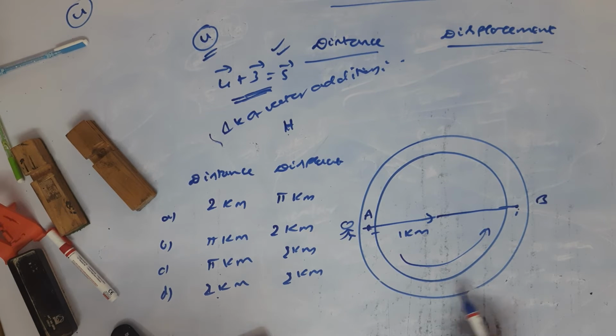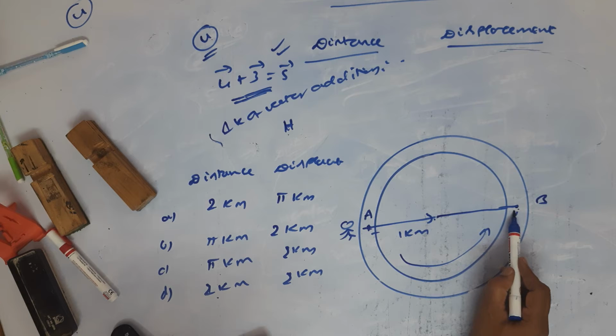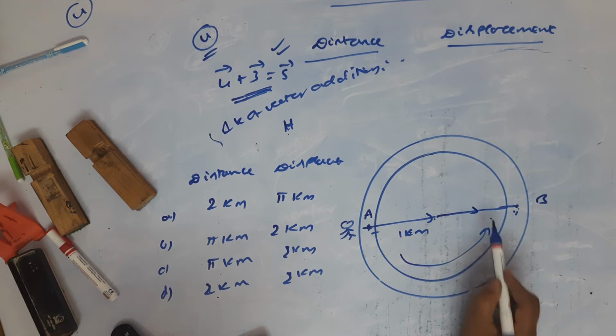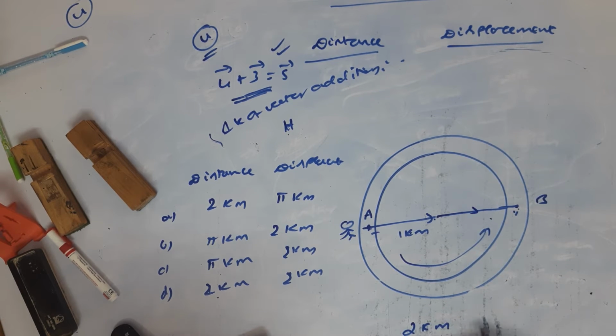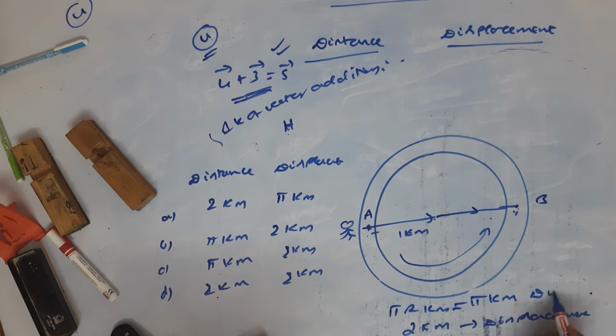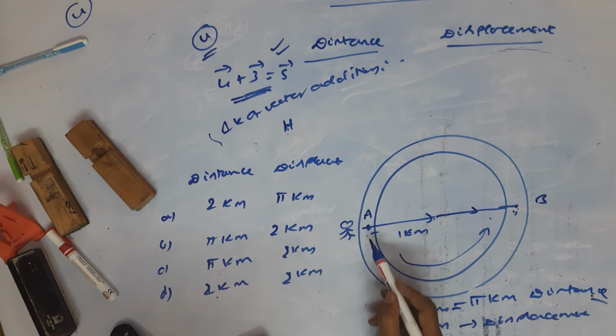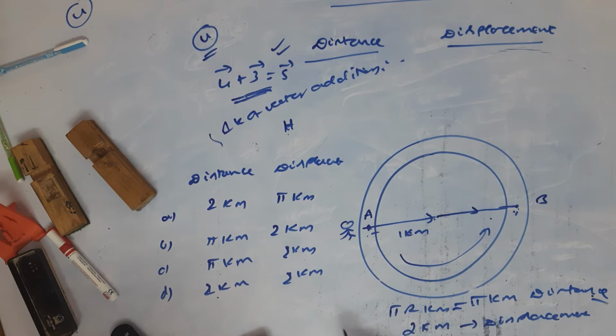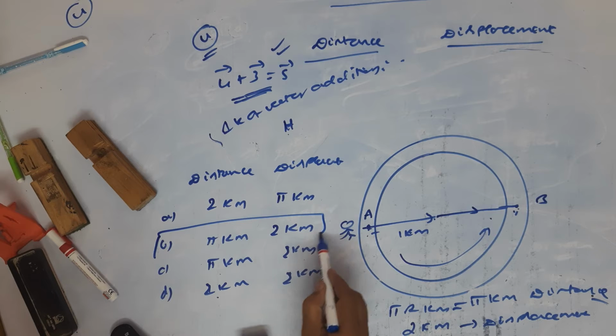In this case, what happens, 1 kilometer plus 1 kilometer, since you are moving along a straight line path, 2 kilometer is the displacement. And from here to here, half of the circumference, it is pi into r kilometer. Radius equals 1 kilometer, so it is pi kilometer, it is distance. Therefore, this pi kilometer is distance, whereas 2 kilometer is the displacement. The right option is B.